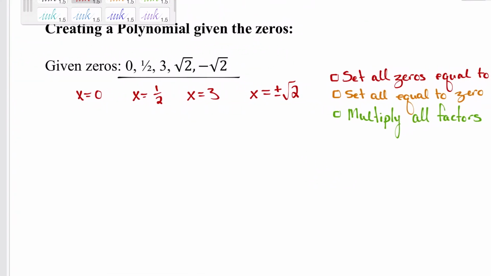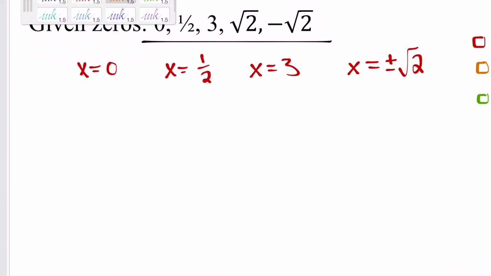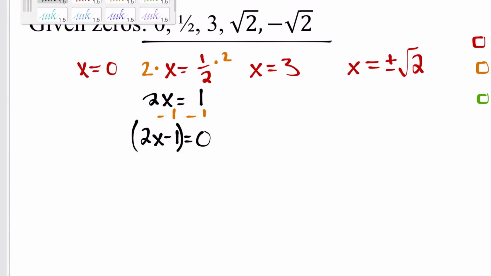So I've set all of my zeros equal to x. Now I'm going to set all of these equal to 0 because I know that in order to get my solutions, I had set my factors equal to 0, so I'm undoing or going backwards from finding the zeros. Now I have the zeros and I'm going to find the polynomials. Here, I don't like fractions, so I'm always going to multiply that first. So I've got 2x minus 1 as one of my factors. The x is already equal to 0, so I'm not going to worry about it. I've got x minus 3 as my next factor.